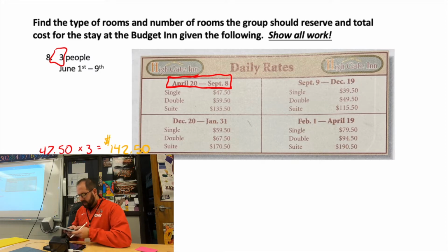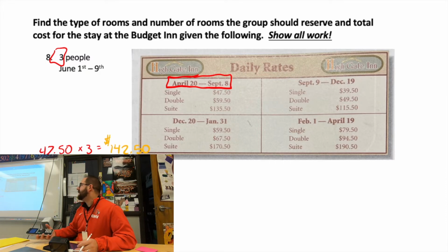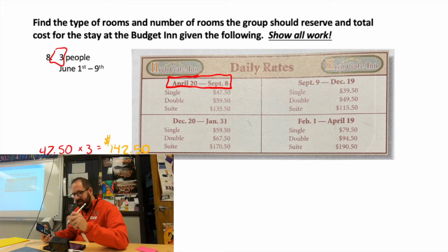Now, if you went the single and double route, maybe you got 2 rooms that were adjoined, a single and a double. Single and a double, I got 107. For 9 days? I haven't done the 9 days yet. Sorry, haven't done that yet. No, hold on. I'm just figuring out the charge per day. So this is just the charge per day.